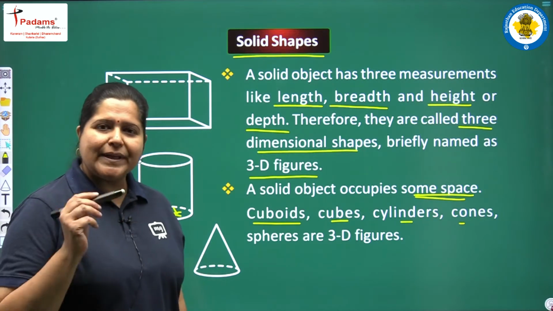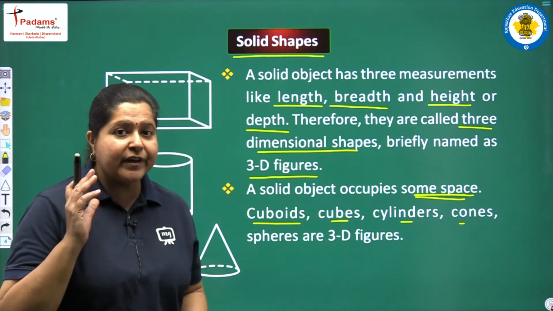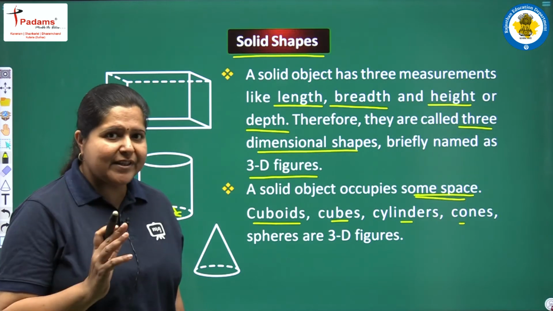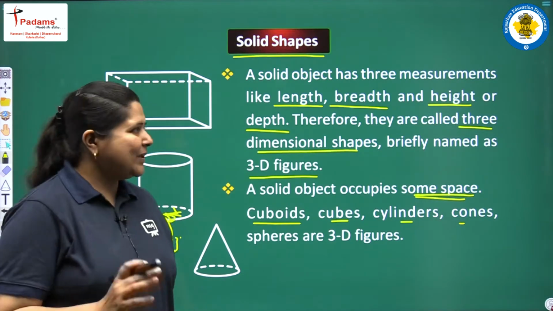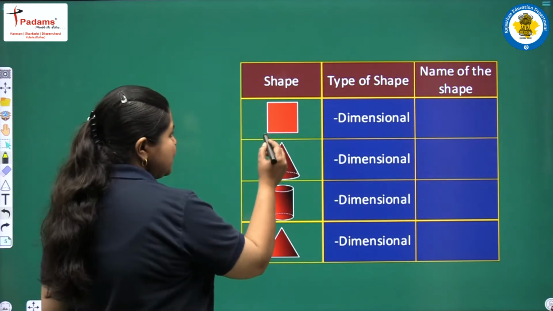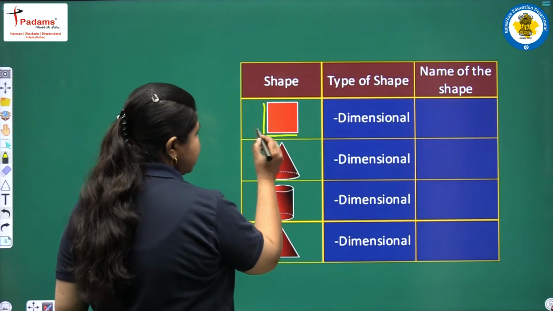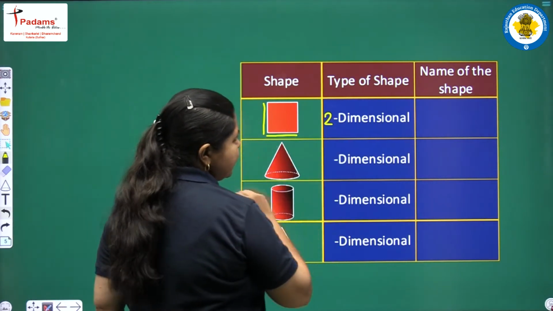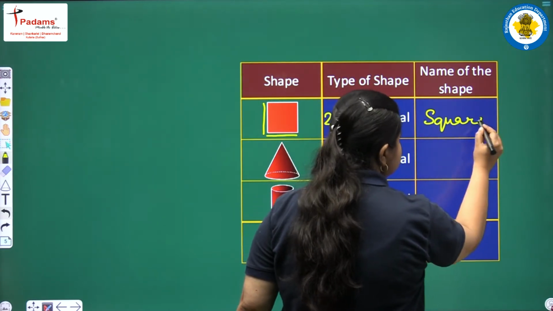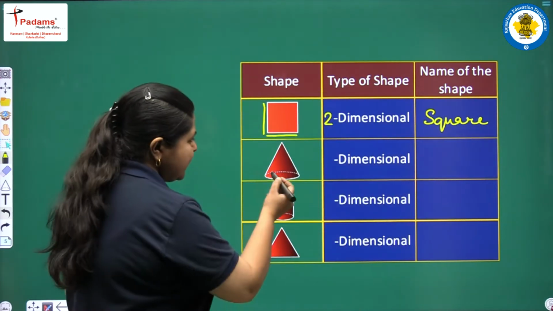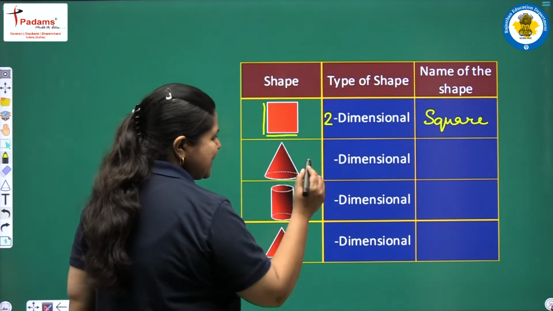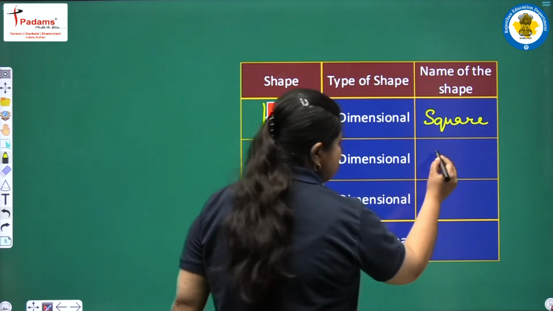And now let us do one activity. I have drawn a few figures for you. Identify them, whether they are two-dimensional or three-dimensional, and also name them. Here we have this one. Tell me. Here you will see there are two measurements, length and breadth. So it is a two-dimensional figure and its name is square because it is equal from all the four sides. Then here we have a cone. Yes, here you can see it has three dimensions and its name is cone.